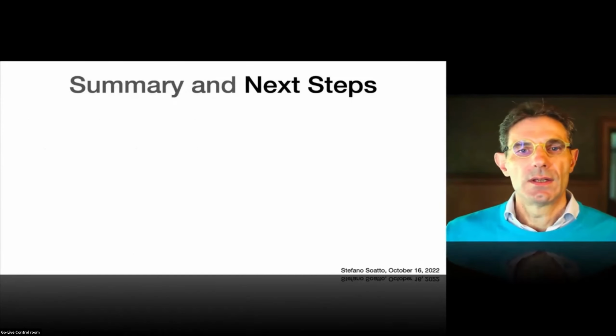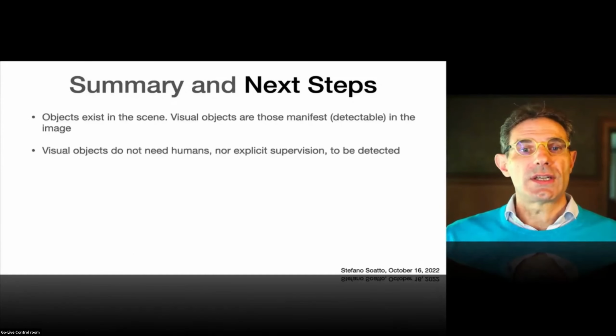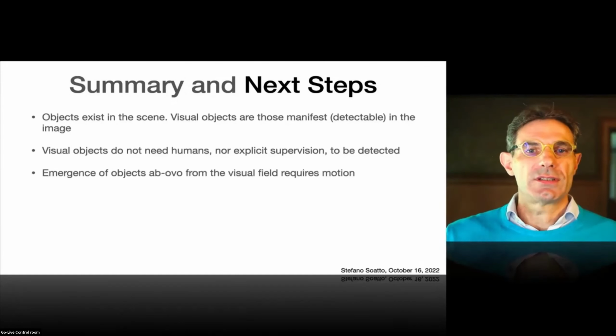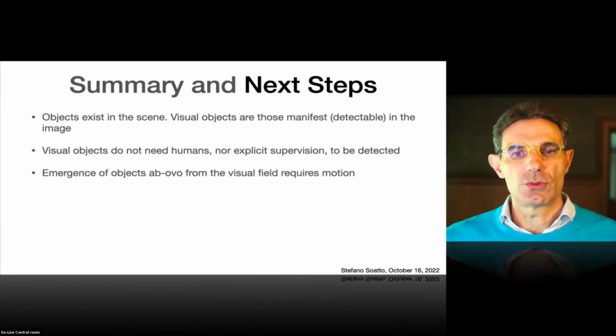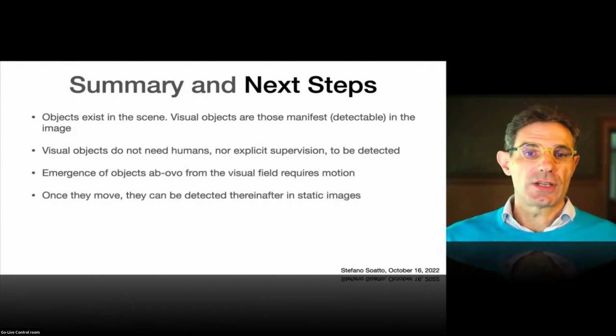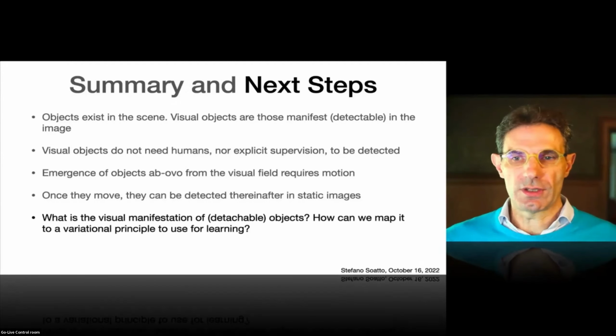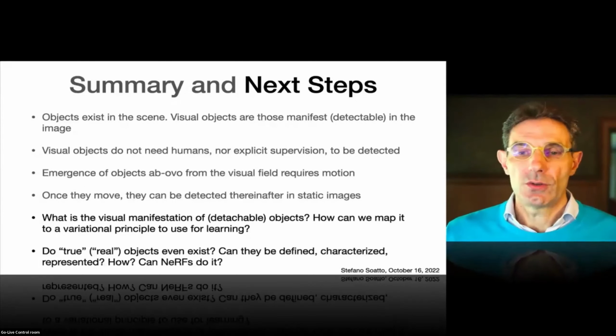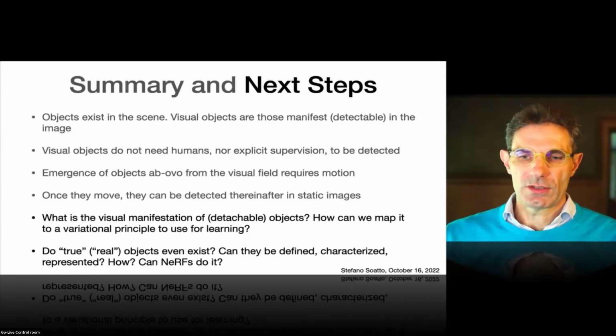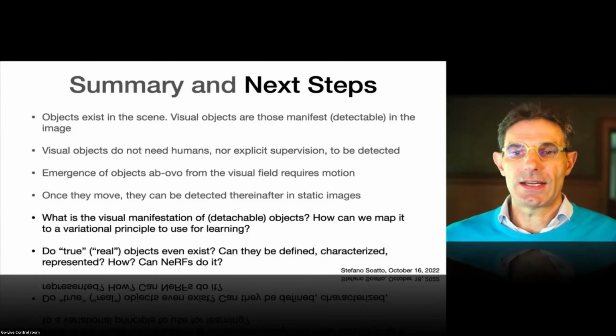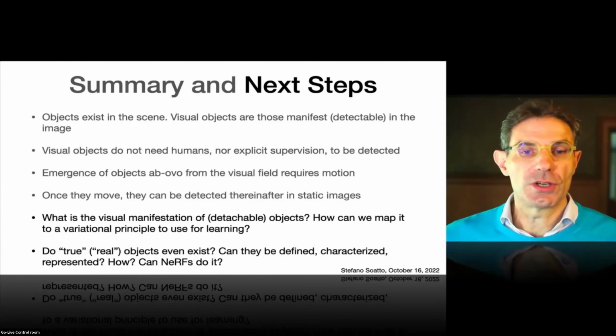Next, I'd like to turn these ideas, that objects exist in the scene, that they need to move, that occlusions inform the partition of the image based on the topology of the scene, into variational principles that you can use for learning. And also later, I would like to ask the question, since objects exist in the scene, is there a true scene? Is there a physical scene? What is that? Can I learn that? And how? And do nerves have to do with that?